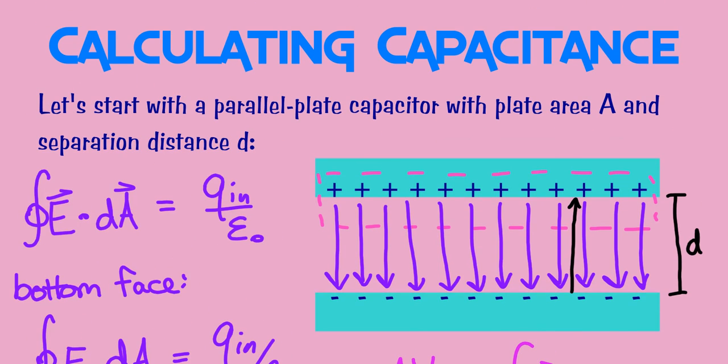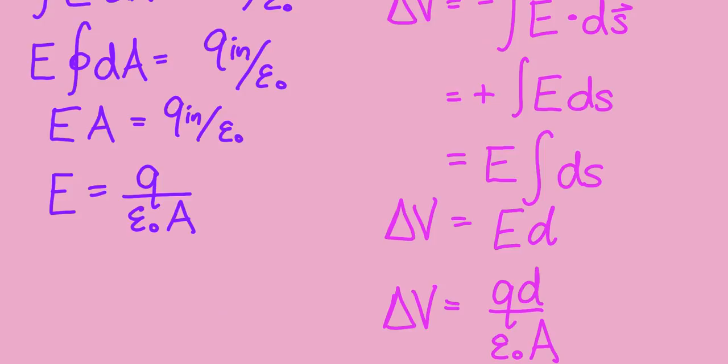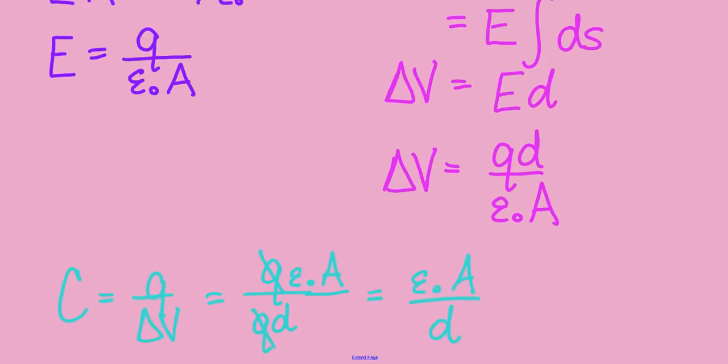So again, just looking over this method, we used Gauss's law to find an expression for the electric field. Then we used the fact that the potential difference is equal to negative integral of E dot ds to find an expression for the potential difference between the two plates. Then we plug that expression into our equation for capacitance to find an equation for the overall capacitance of our parallel plate capacitor. In class, we'll see examples of using this process with a cylindrical capacitor as well as with a spherical capacitor.